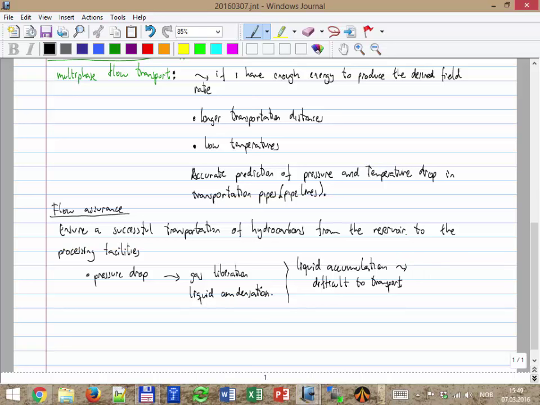What were we going to write here? Extra pressure drop. Okay, extra pressure drop. Also, what happens if we go to the extreme case of liquid? What happens if the temperature drops? What happens with the viscosity of this liquid?